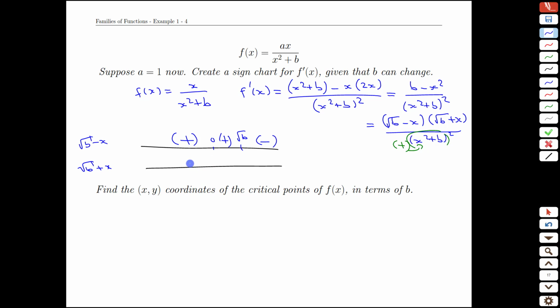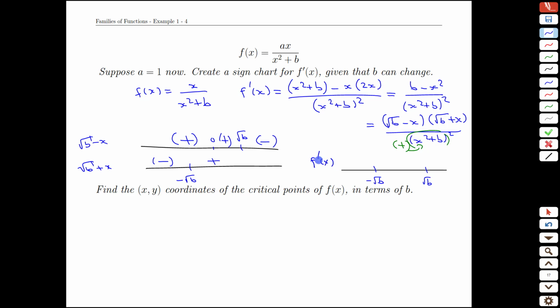If we do the same thing for this term, or this factor, negative root b is going to be the transition point. If x is negative root b, then we get 0. But if x is bigger than that, we're going to get positive. And if x is a negative number, we're going to end up with negative values there if it's past root b. And so what does that give us overall? It gives us a nice sign chart that says minus root b and positive root b are transition points.